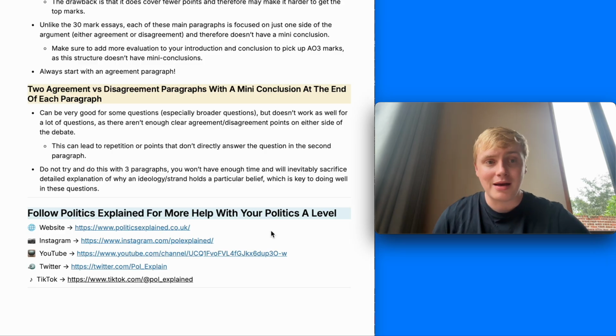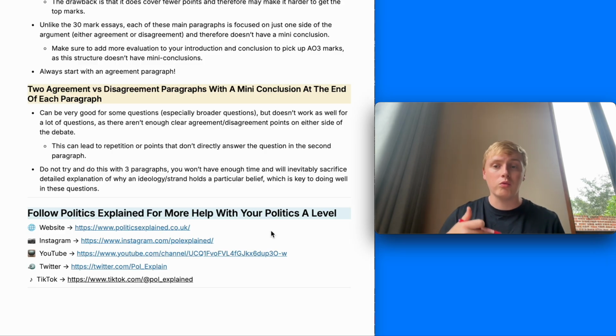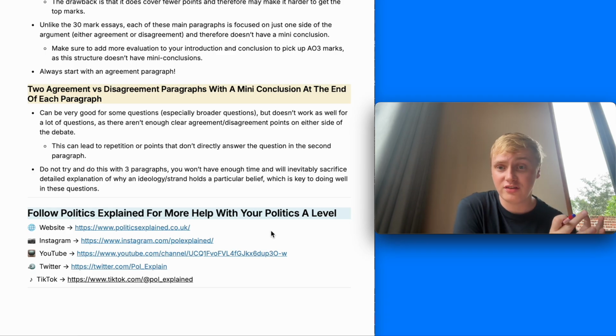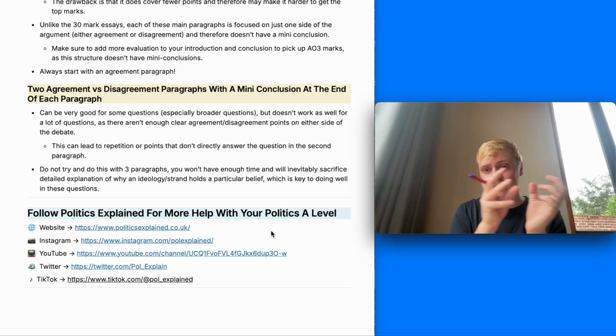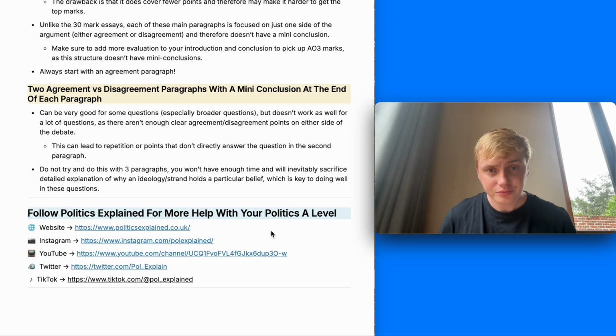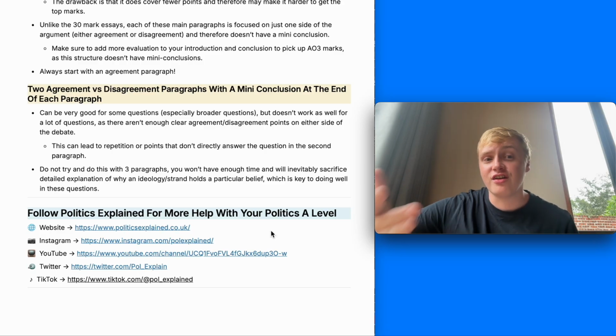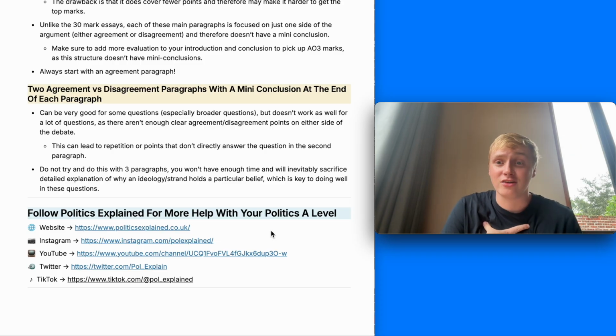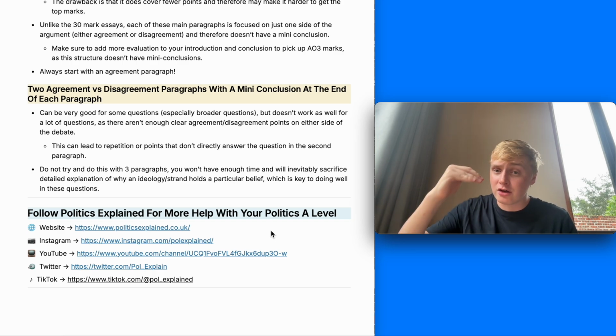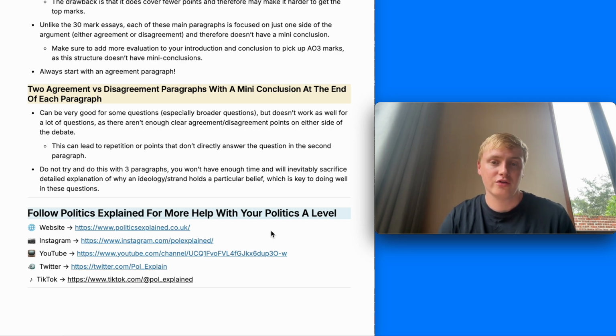The reason I don't recommend it is that for me it doesn't work well for quite a few questions, as sometimes there's only one big core agreement or one big core disagreement within the ideology, and that means that if you force yourself to do two because you've got these two agreement versus disagreement paragraphs, it can lead to repetition in that second paragraph or points that don't directly answer the question because you're trying to find another point when there might not be one. It would be, for me, better to just do one agreement and two disagreements if that's the case, and have that agreement in more detail explaining that one agreement, or vice versa if it's the disagreement, of course.